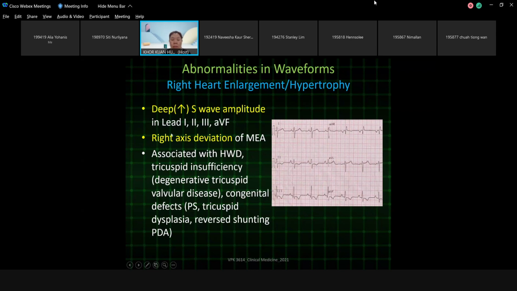If it is right axis deviation, you have a whole lot of right-sided heart failure. Could be because of heartworm disease, tricuspid insufficiency, or maybe there's degeneration of the tricuspid valve, or maybe there's going to be a congenital defect, pulmonic stenosis, tricuspid dysplasia, or a reverse shunting, or PDA. So this whole lot of diseases we will mention on the last day of our lecture.